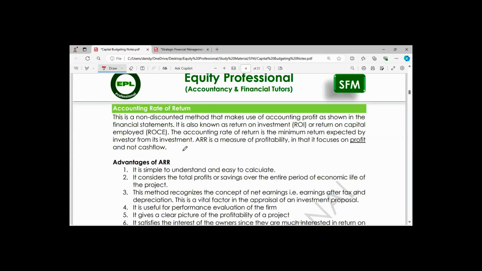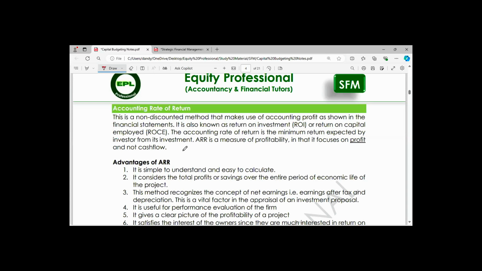Again, the accounting rate of return is one of the techniques under the non-discounted cash flow method, which relies heavily on the use of accounting profits or loss as shown in the financial statement of a company. The accounting rate of return is a measure of profitability, unlike payback period, which measures liquidity.